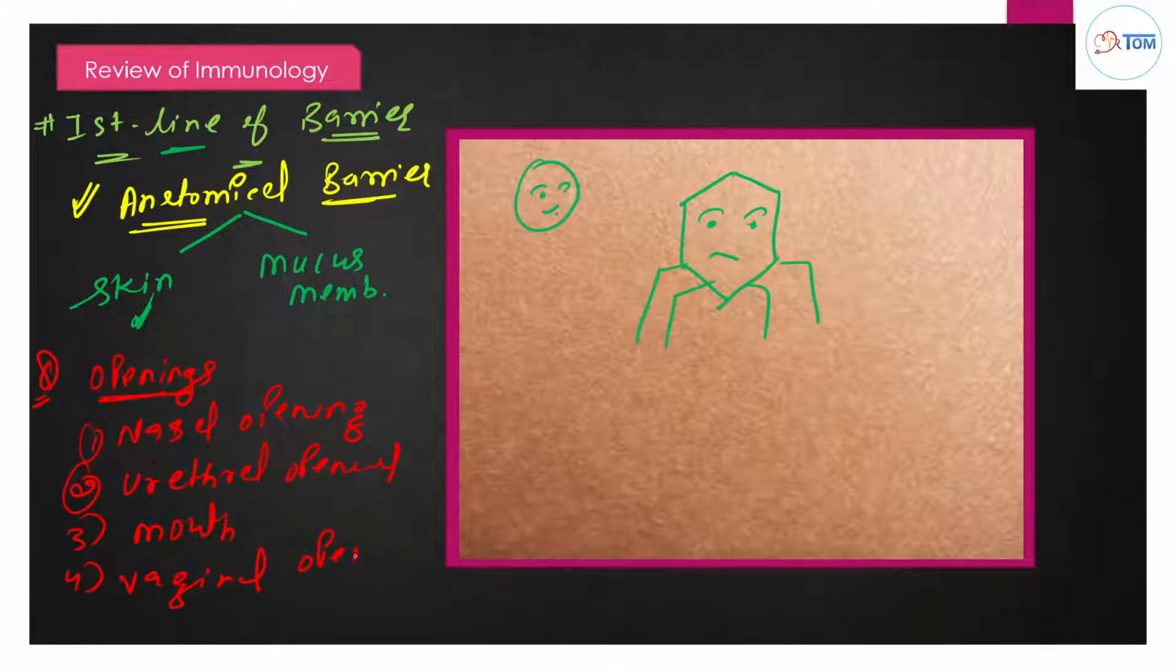What about these reproductive organ openings and openings on the other organs? And what if there is a cut in the skin? Then what can we offer against the pathogen? Let's see, and that we will classify under the second line of barrier.